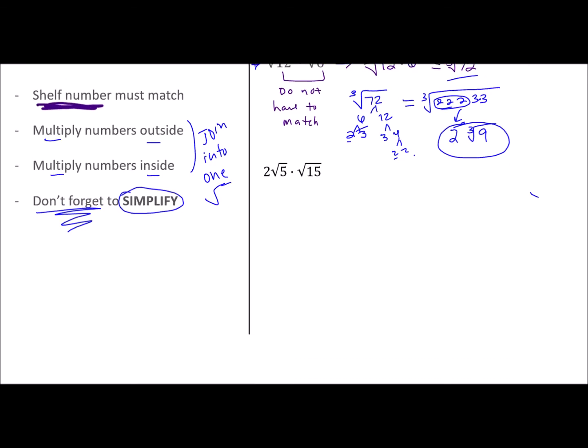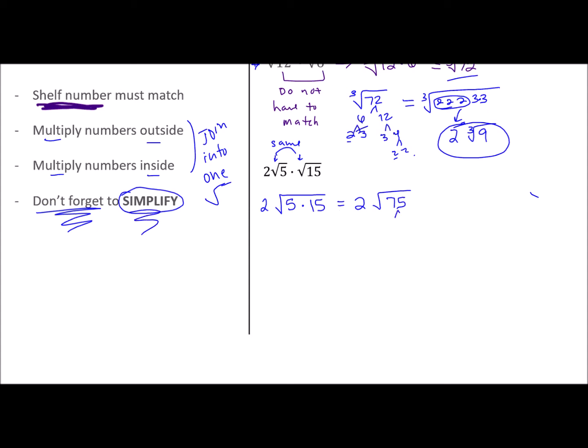All right, let's try this one. So 2 is on the outside, he's going to stay on the outside. Checking my shelf numbers, there's nothing there, so you assume it to be a 2, which means they're the same. Yeehaw. Now we're going to combine it into one radical. 5 times 15 on the inside. If I multiply that out, 2 is on the outside, so he's not being multiplied by anybody. And inside, 5 times 15 is 75. And then the last step is to simplify.